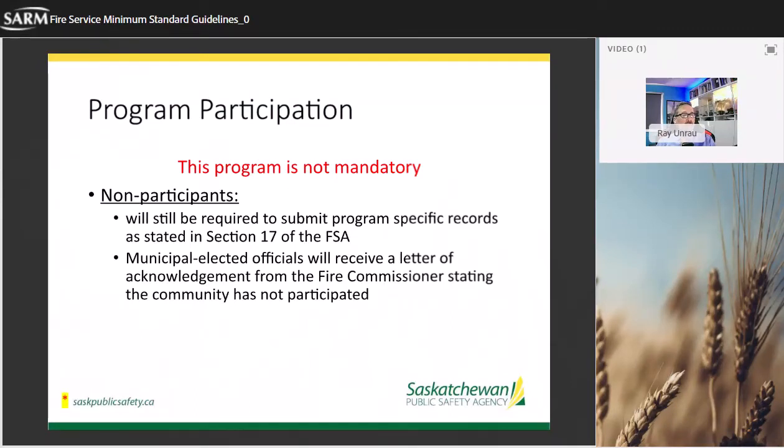Once you make your declaration, we would send you a letter updating that you are participating, and then you could get rid of the letter that said you're not participating. So it's more of a paper thing.